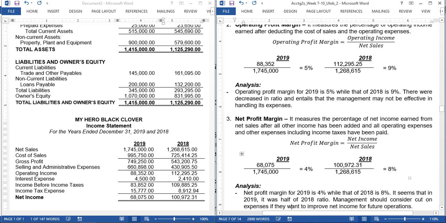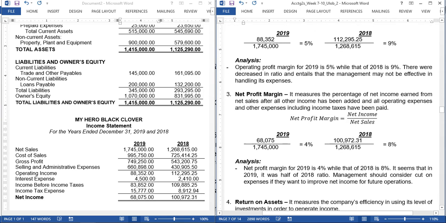Net profit margin. So, it measures the percentage of net income earned from net sales after all other income had been exhausted. So, operating expenses and other expenses, including income taxes, have been paid. So, net income divided by net sales. So, net income, nasa 68,075 divided by 1,745 net sales, so nasa 4% for 2019. 2018 naman is 8%. It seems that 2019, it was half.